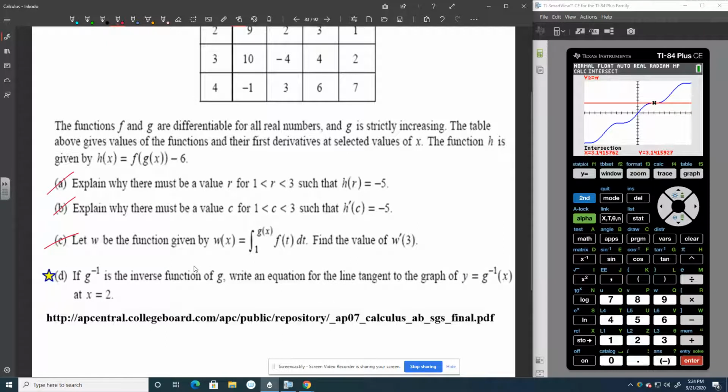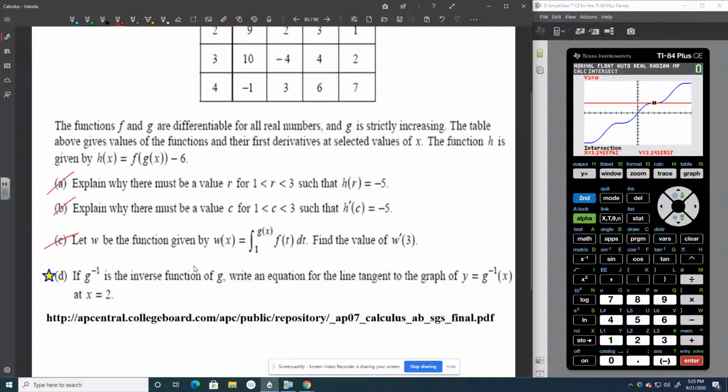But part D says, if G inverse is the inverse of G, then write an equation for the line that's tangent to the graph of G inverse of X at the point X equals 2. So even though you can't do A, B, and C, this is asking you to write an equation for a tangent line for the inverse of G, which is something that we can actually do.